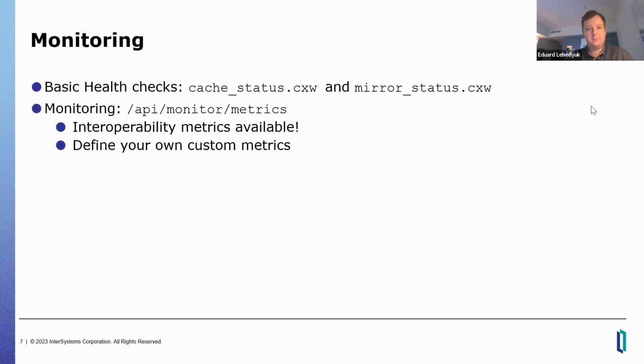Monitoring. So you can get basic health checks by getting these two URLs, cache status CXV and mirror status CXV. I will recommend it above management portal, or maybe in addition to system management portal.